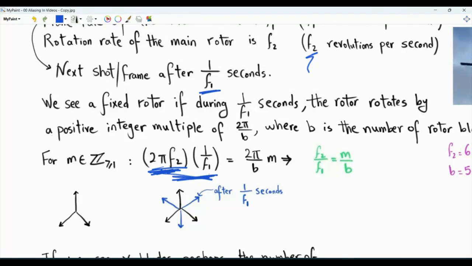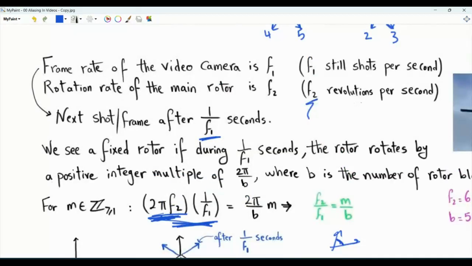If this angle is equal to a positive integer multiple of the angle between two neighbor blades, then we obtain the fixed rotor seen. Eliminating 2 pi from both sides, we get the relationship: F2 over F1, where F2 is the number of revolutions per second and F1 is the number of frames per second. If this ratio is equal to some positive integer over the number of blades, then we see a fixed rotor.